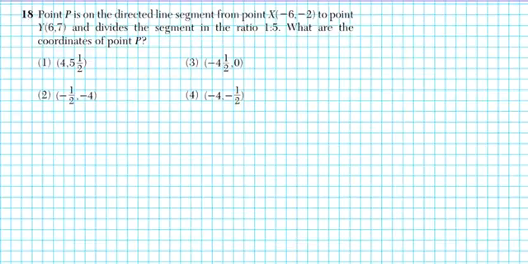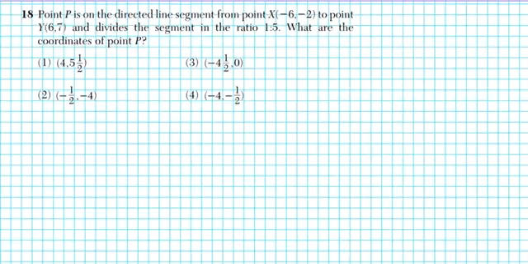Let's take a look at question number 18. It reads, point P is on a directed line segment from point X, -6, -2, to point Y, 6, 7, and divides the segment in the ratio 1 to 5. Question, what are the coordinates of point P?